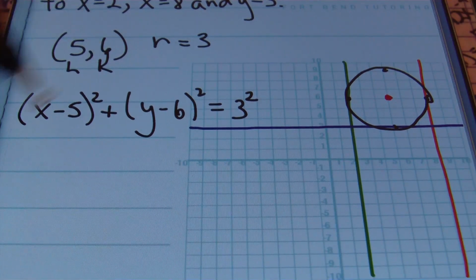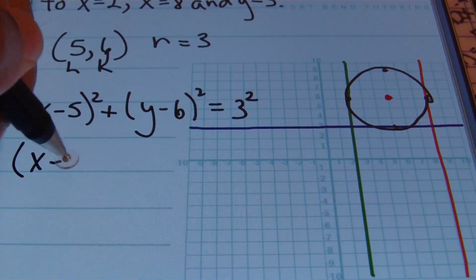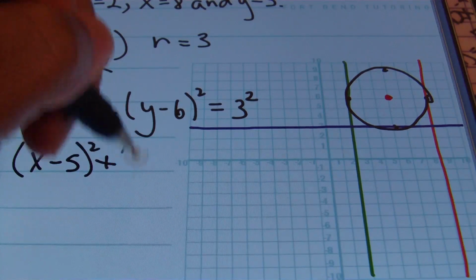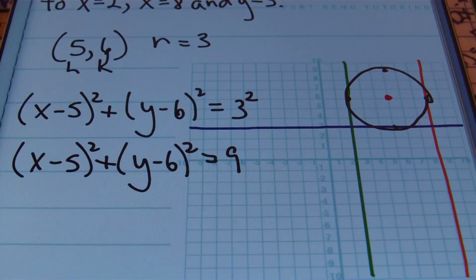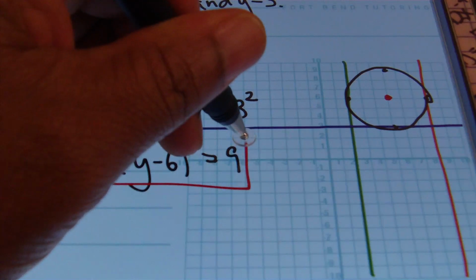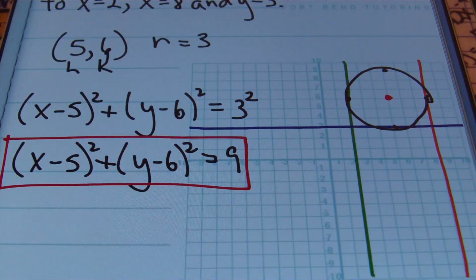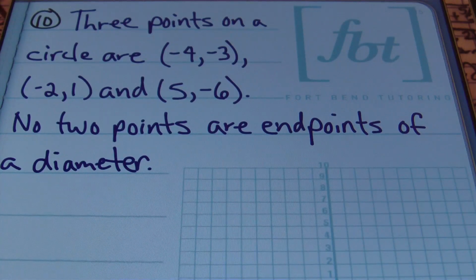Now, simplifying this, your final answer will be x minus 5 squared plus y minus 6 squared, which equals 9. And this is your answer in center radius form. Done and done. Boxing it up, ladies and gentlemen. Boxing it up. That was problem number 9. Moving on. All right, ladies and gentlemen, in problem number 10, this is your last and final problem.